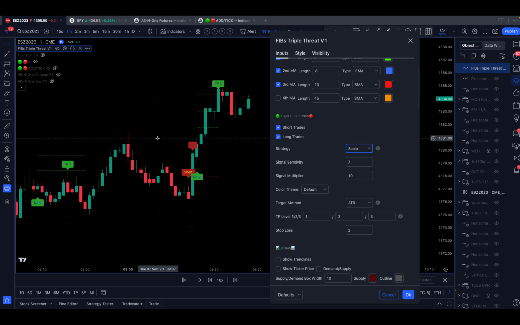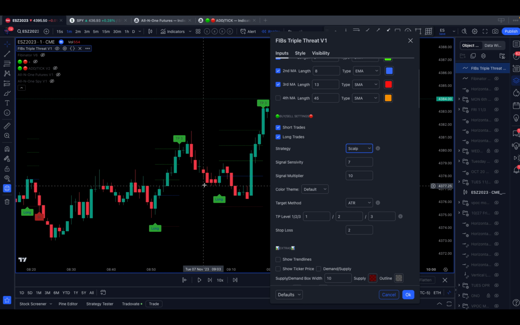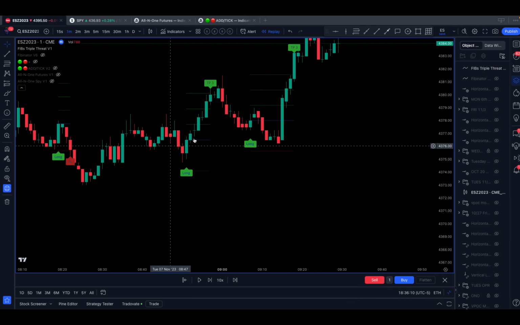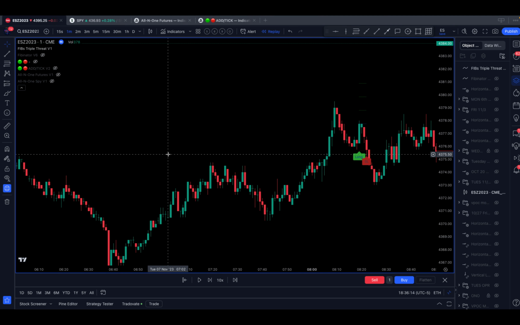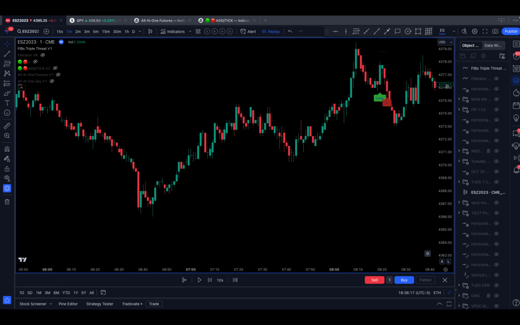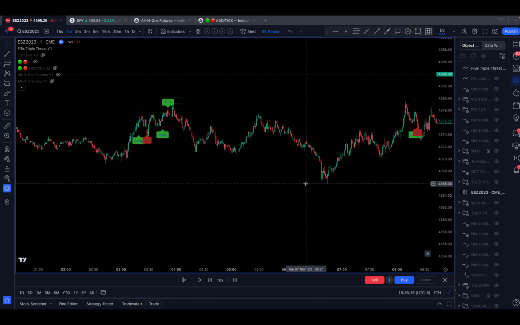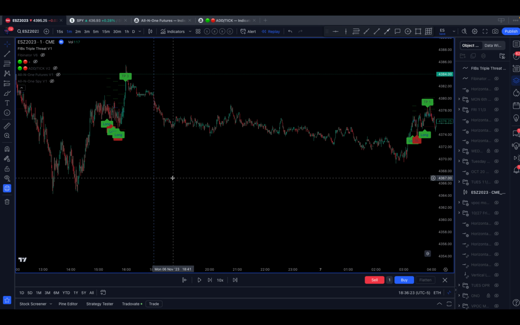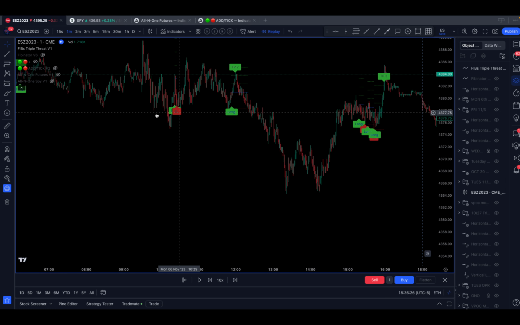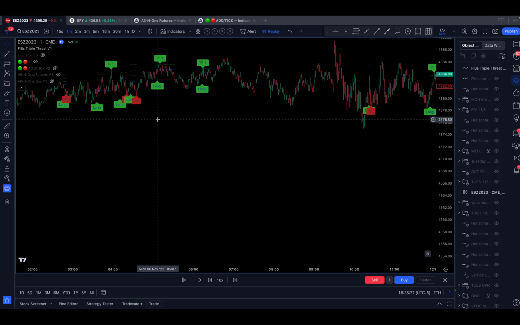Let it load up here in a minute. Like I said, there's a lot going on in the indicator. It takes a while. So this is in scalp mode. You can see, okay, there's a long, over here it's a long, it would have stopped out. Here's a long, it would have stopped out. Long. Damn, where's the short?